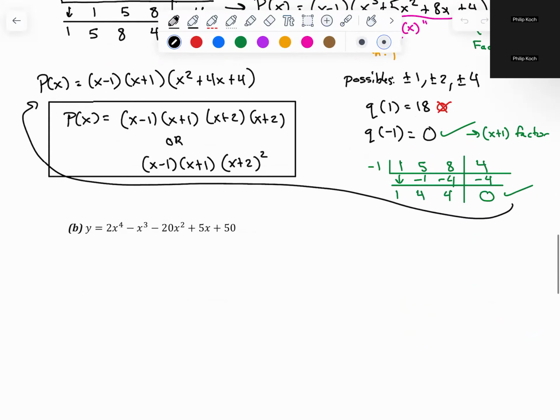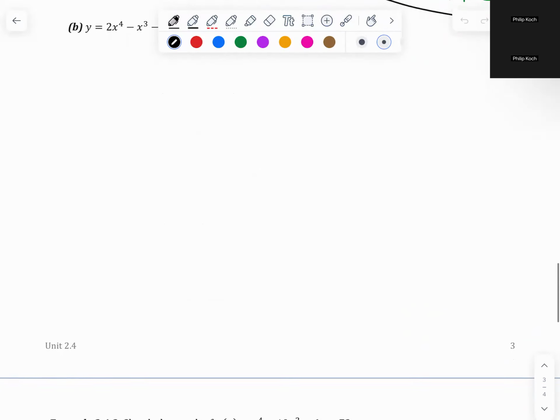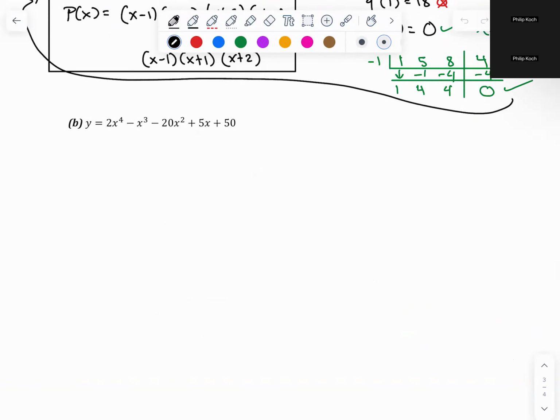All right. So we've got this one next. We've got 2x to the 4th minus x cubed minus 20x squared plus 5x plus 50. Okay. So this is to show you, as Hector has suggested, we could just keep testing the ones from it. This one actually reduces the amount that you need to check afterwards.